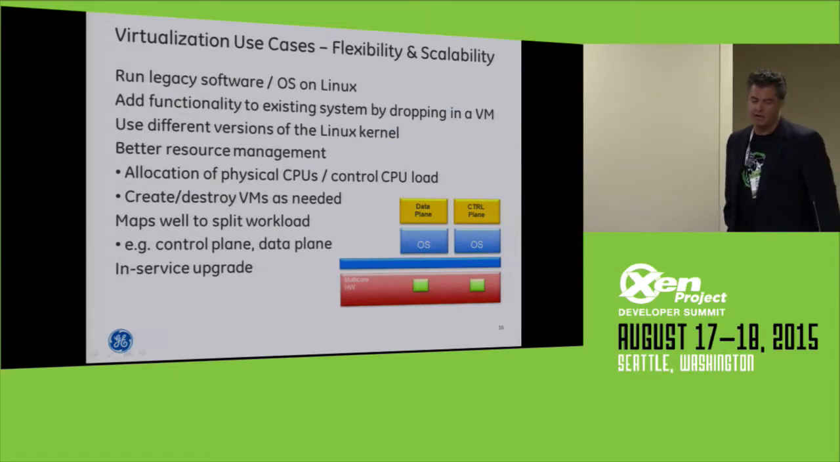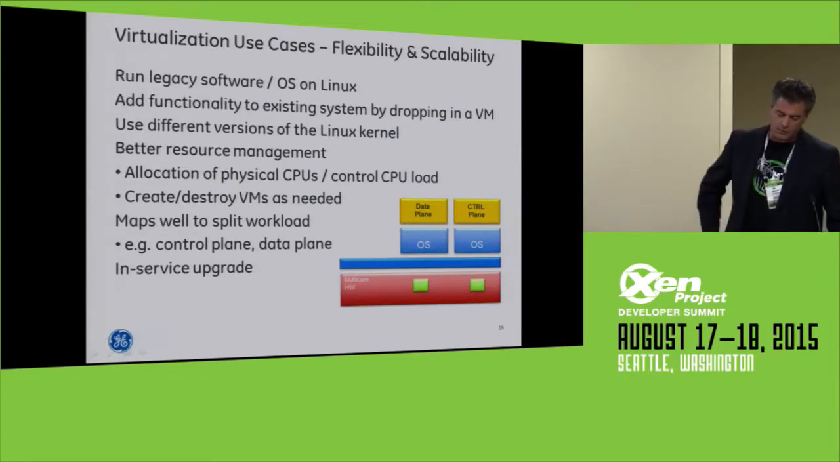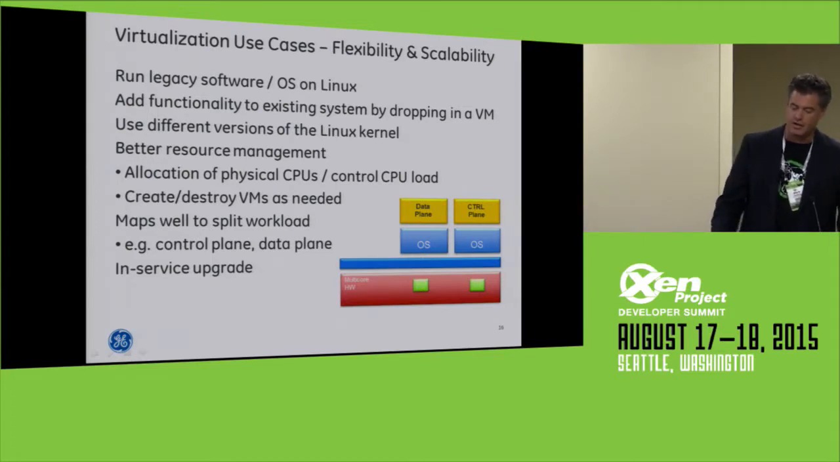Next one is running legacy software. We certainly don't want to have to go and rewrite a bunch of software. So we like the model that Xen and KVM have, that we can have our own OS without having to share a kernel or an OS. We need to create and destroy virtual machines as needed. We'd like to run a virtual machine, like a maintenance one, when we're in a yard, and then shut it down when we leave the yard, so using some geofencing and things like that.